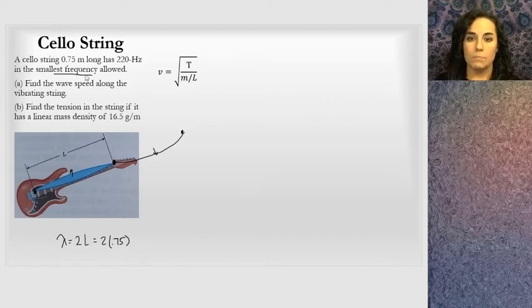Okay. Part A asks, find the wave speed along the vibrating string. Well, I have a frequency and I have a wavelength, and I didn't put this equation on the slide here, but the velocity of a wave is lambda times the frequency. So I can plug those numbers in. I have both of them. The wavelength is 2 times the length of the cello, and the frequency is 220 hertz.